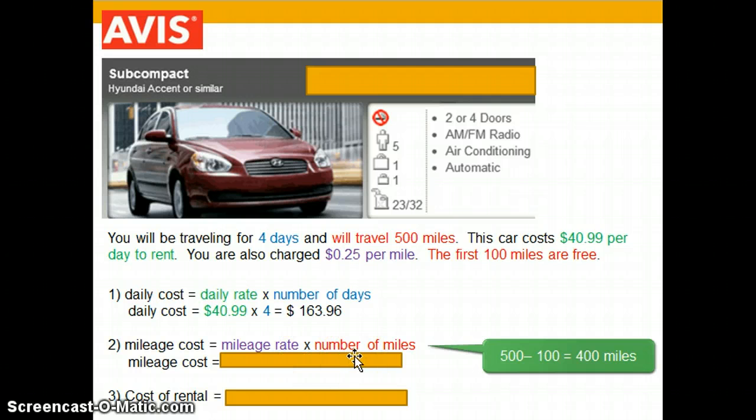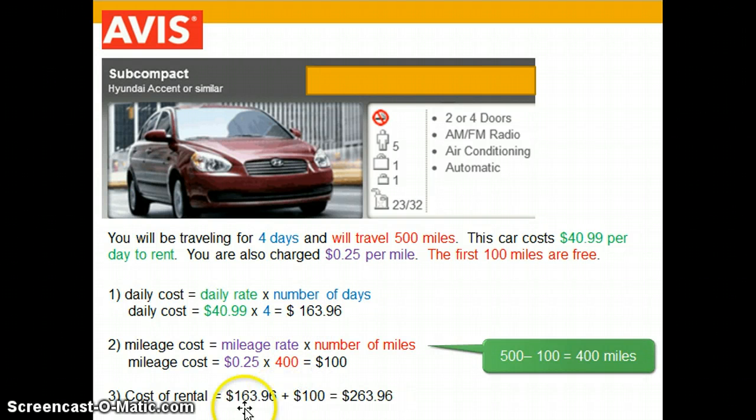And this is where you need to be really careful. You're traveling 500 miles, but they have a deal where your first 100 miles are free. So the number of miles I'm being charged for is 500 minus 100, which is just 400 miles. So my mileage cost is 25 cents times 400, which is $100. Last step, cost of the rental, you add together your 2 answers from part 1 and part 2. So you're going to add your daily cost plus your mileage cost, $163.96 plus $100. And your final answer should be $263.96.